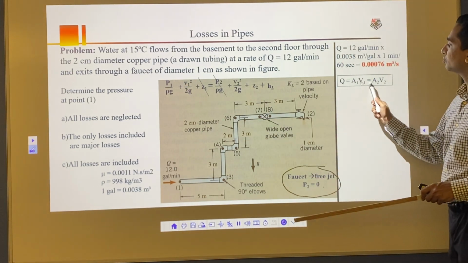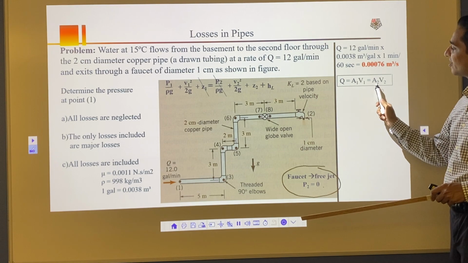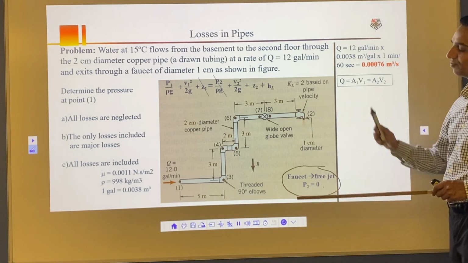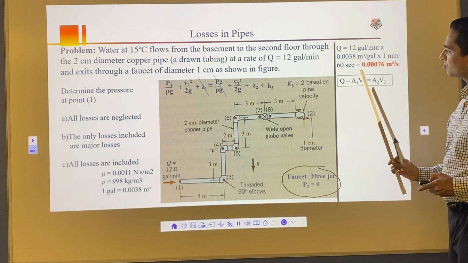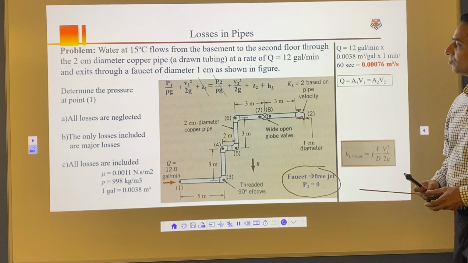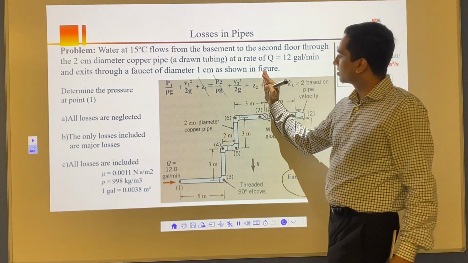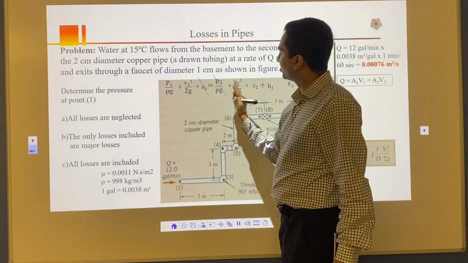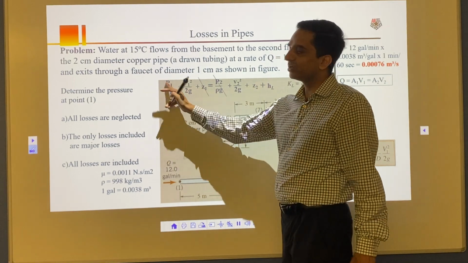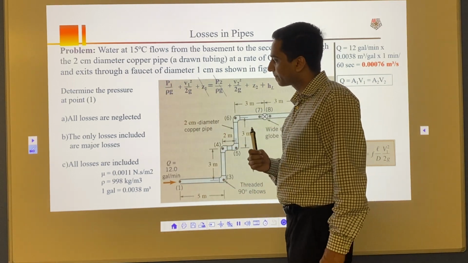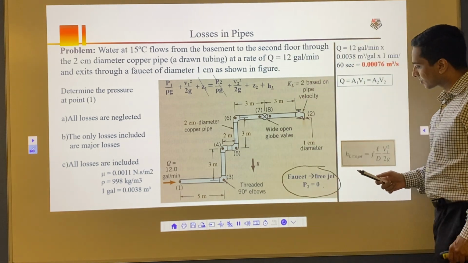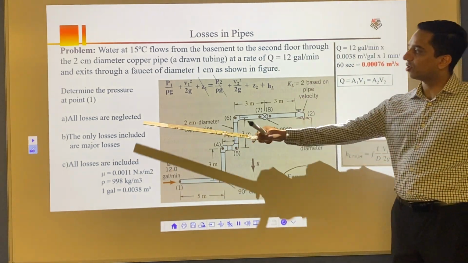For those velocities you are going to use this equation. You have diameter, which means you have area, and from Q you can calculate velocities. Once you have velocities, run this equation without HL and calculate P1. You will get some value. Once you are done with the first part, all losses are neglected.